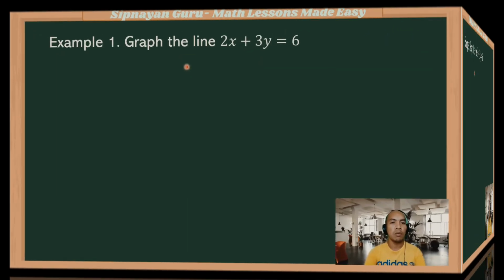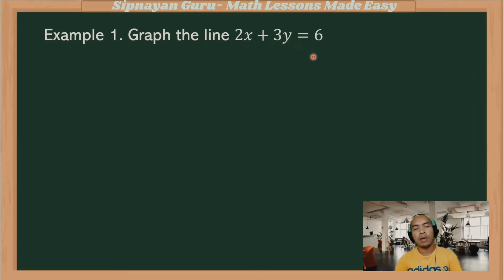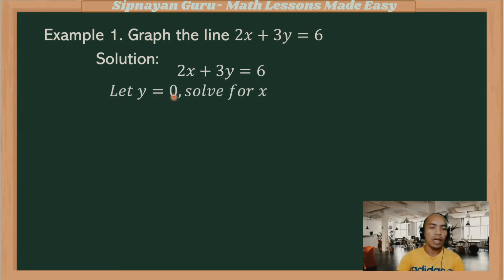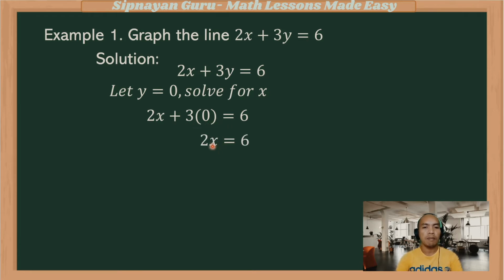Let's have example number 1. Let's graph the line 2x plus 3y equals 6. So first, our equation is 2x plus 3y equals 6. We're going to find the x-intercept, so we will now let y equal 0. Substitute it into the equation, so 2x plus 3 times 0 is equal to 6. So 3 times 0 is 0, so what is left is just 2x equals 6. Dividing both sides by 2, x is equal to 3. So therefore, our x-intercept is (3, 0).